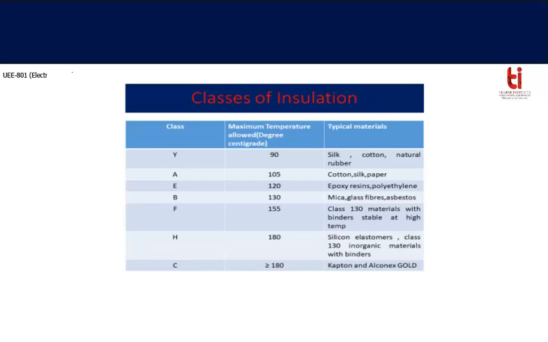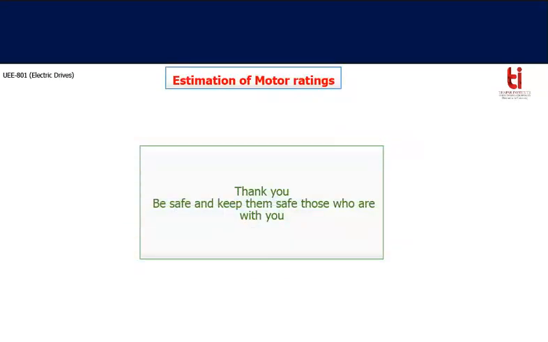Suppose for low power motors or small size motors, if you want to withstand up to 90 degrees centigrade, then you can use silk, cotton, natural rubber, etc. as insulating medium. But for large size motors where temperature withstanding requirement is around 180 degrees centigrade, then we have to choose some other materials like silicone elastomers, etc. So based on our temperature requirement, we will use different types of materials in different cases. From next class, I will start thermal modeling of machines. In that class, we will assume some parameters to reduce the complexity of the system.